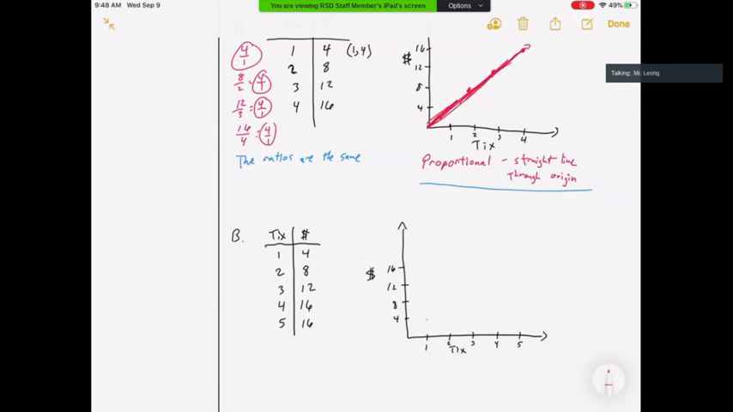1 ticket is still $4. 2 tickets is still $8. 3 tickets is still $12. So far, so good. 4 tickets, $16. Good. 5 tickets, also $16. So my graph looks like this.